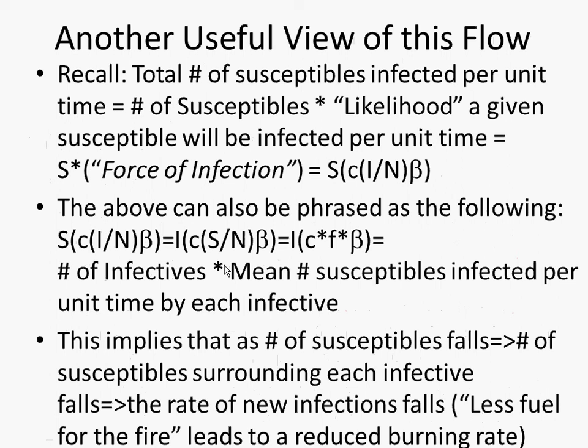So if I'm a given infectious person, how many people total do I come into contact with per unit time? That's the question. How many people total do I come into contact with per unit time if I'm an infectious person? C. So I times C, and what fraction of those are susceptible? Multiply times S over N, and then multiply times beta. And so this is the number of infectives times the mean number of susceptibles infected per unit time by each infective person, okay? The notable thing here, folks, is that there's S over N here, and what this is telling us is that the number of infections that a given infective can cause depends on the number of susceptibles around them.